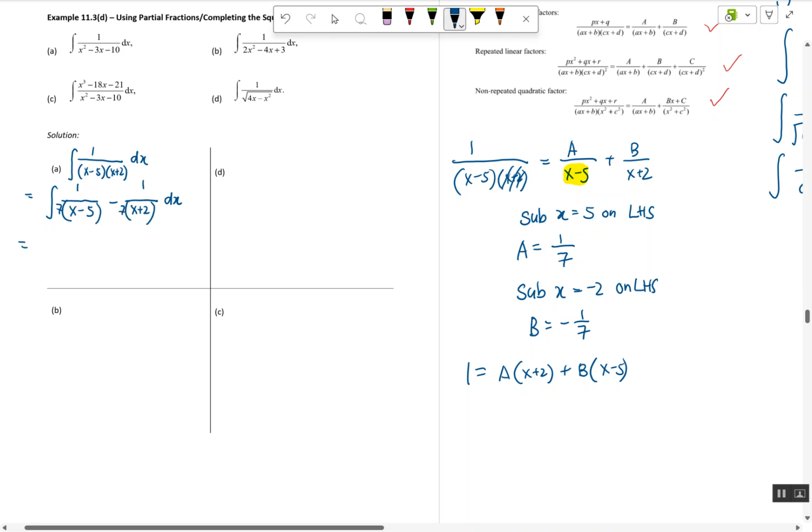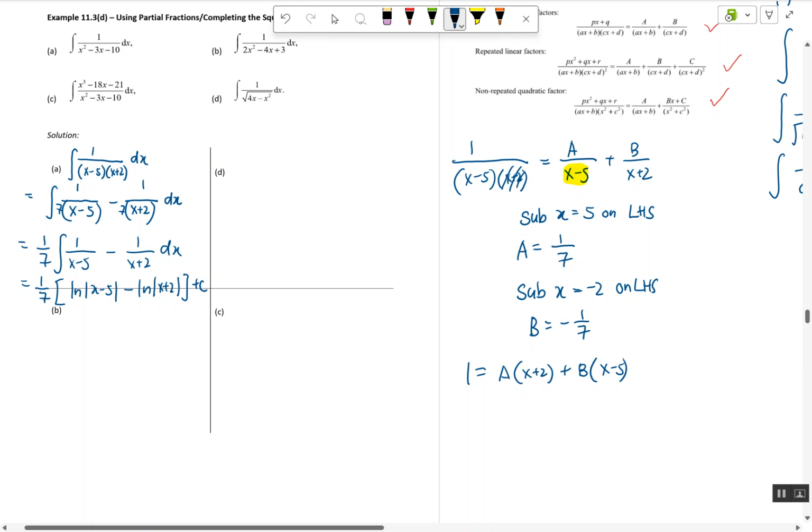Okay, I can actually take out the 1 over 7, the integral of 1 over x minus 5 minus 1 over x plus 2. And at this point of time, if you don't know that if I integrate 1 over x minus 5 it equals ln modulus x minus 5 minus ln modulus x plus 2, okay, that means your integration is not strong enough.